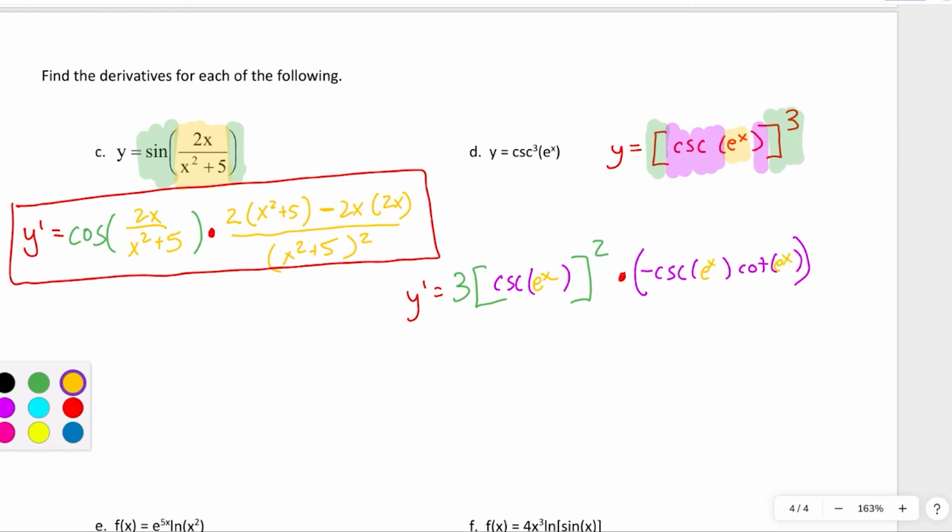Now just make sure on this last step that you're only differentiating e to the x. You don't have to differentiate e to the x twice or anything like that, even though it appears twice in this middle derivative. So the derivative of e to the x is just e to the x.